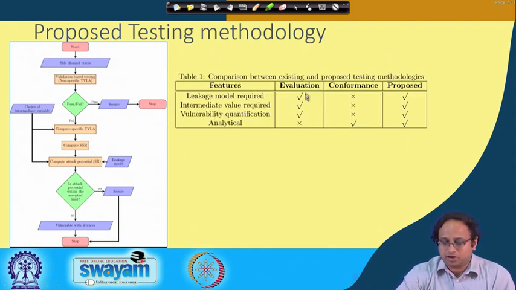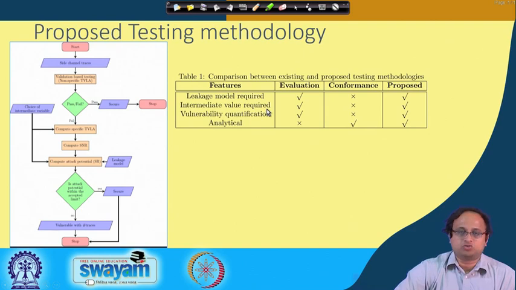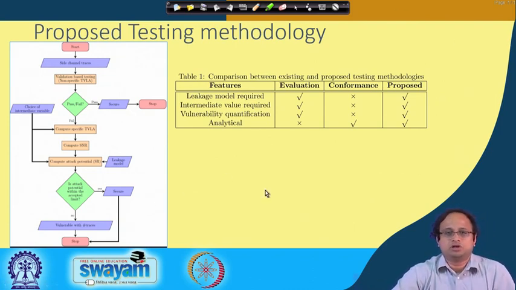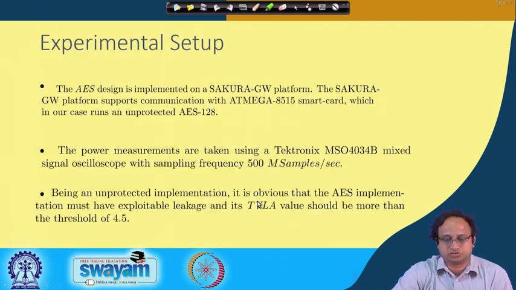If I compare with evaluation and conformance, these are some of the observations. You can see that it requires a leakage model, the intermediate value is also required, the vulnerability quantification is also done, and it is also a very analytical approach. So it is nicely combining both approaches, and is not only doing a yes-no analysis like your TVLA, but is also able to give you an actual quantification of the success rate, the number of traces you need to do the attack. So I would say it is a more detailed analysis.